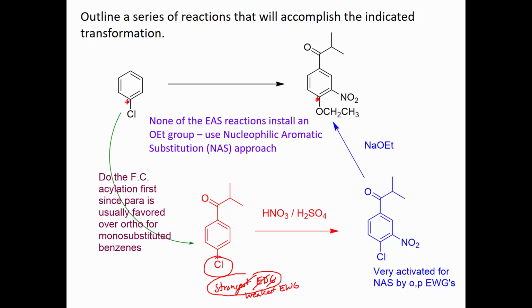Okay, and in our first step rather, we're going to do the Friedel-Crafts acylation, and we're going to do the Friedel-Crafts acylation first for 2 reasons. Okay. Para is typically favored over ortho for monosubstituted benzenes, and if we put this nitro group on too early, we actually might deactivate the ring so much that it won't do a Friedel-Crafts reaction anymore.